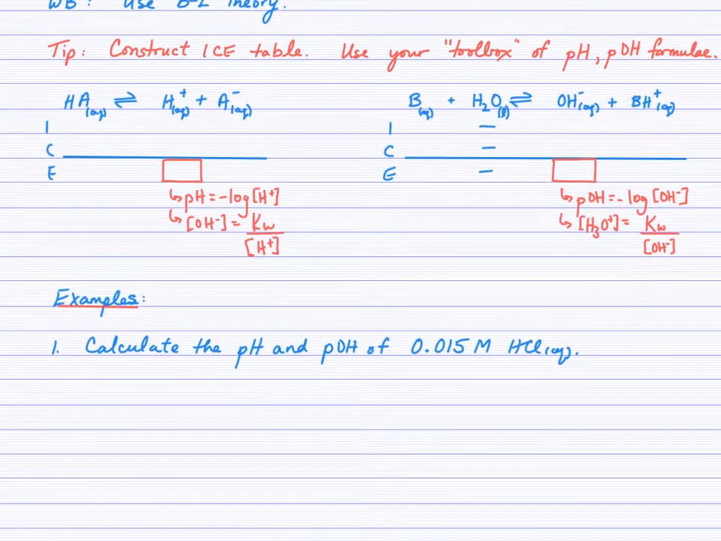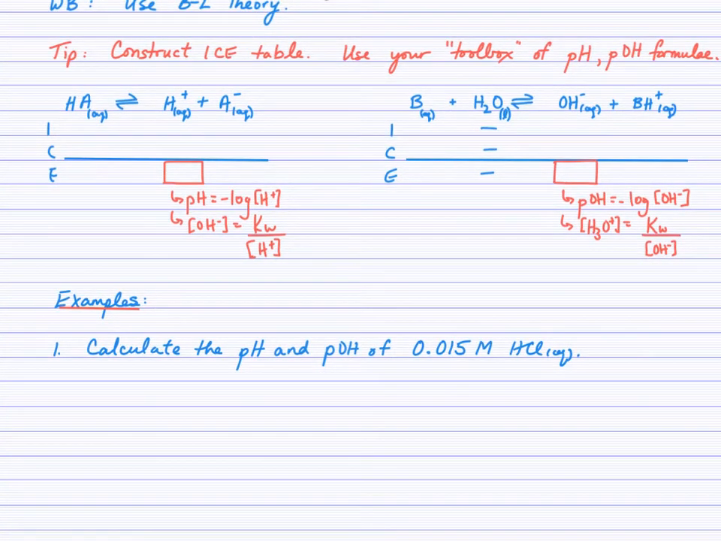When you construct your ice table, if you're using Arrhenius theory, water's not shown in the equation, and so you'll have an entry for all spots on the ice table. If you're using Bronsted-Lowry theory, water, being the liquid, will not show up in the Ka or Kb expressions, and so you will blank out the water here.